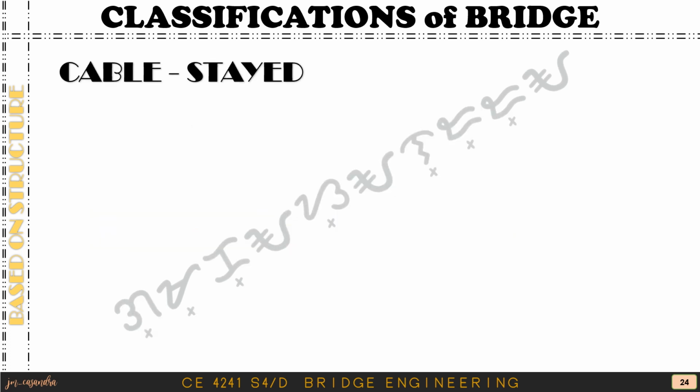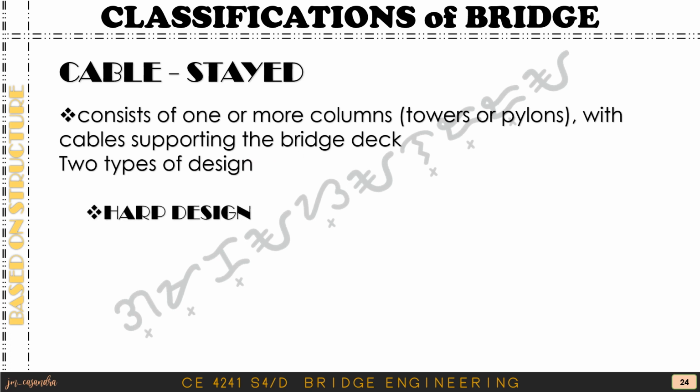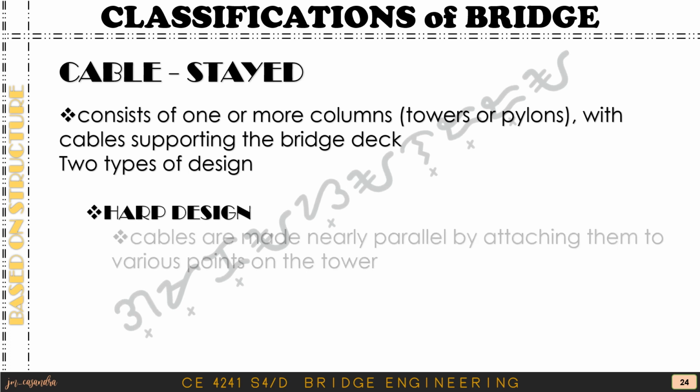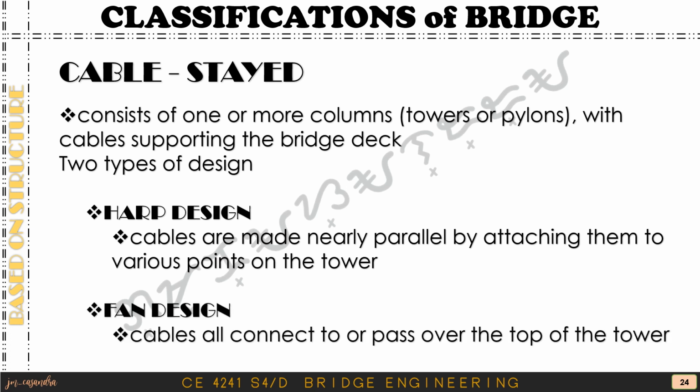Next is the cable-stayed bridge, which consists of one or more columns, or what we also call towers or pylons, with cables supporting the bridge deck. There are two types of cable-stayed bridge. We have the harp design, in which the cables are made nearly parallel by attaching them to various points on the tower, and a fan design, wherein the cables connect to or pass over the top of the tower.